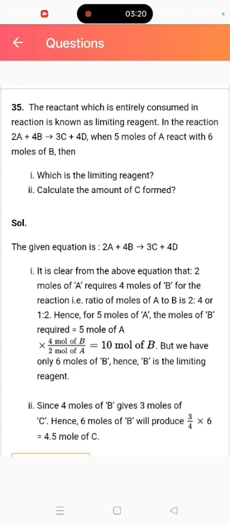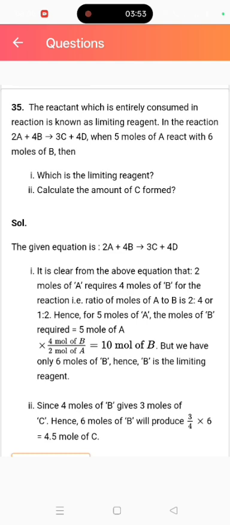For 5 moles of A, the moles of B required is 5 into 4 by 2, that is 10 moles. The ratio is 1 to 2, so 5 to 10. But we have only 6 moles of B. Hence B is the limiting reagent.